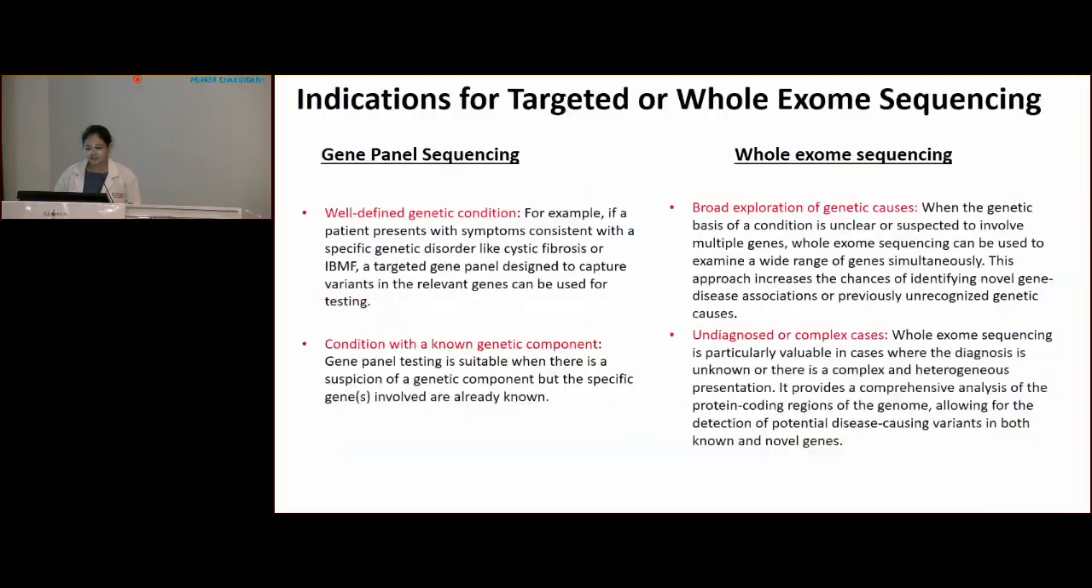So what are the indications for targeted and whole exome sequencing? For targeted, the genetic condition should be well defined. For example, cystic fibrosis, where only one gene is involved and it is a very well known fact. Although the gene is very large and difficult to sequence by Sanger, one can go for panel testing. Also for conditions where there is a known genetic component. However, for whole exome sequencing, the condition is unclear, suspected to involve multiple genes, or undiagnosed or complex cases are presented.